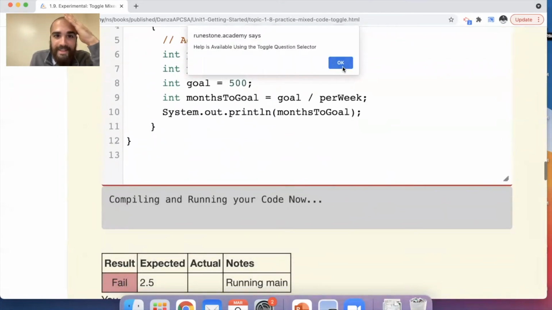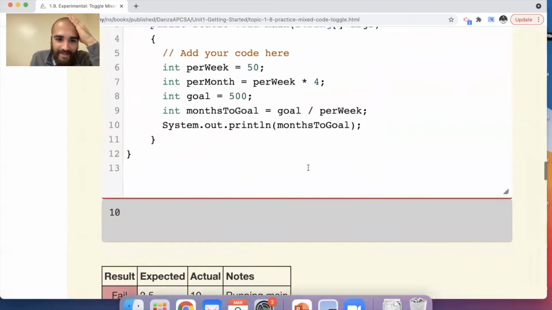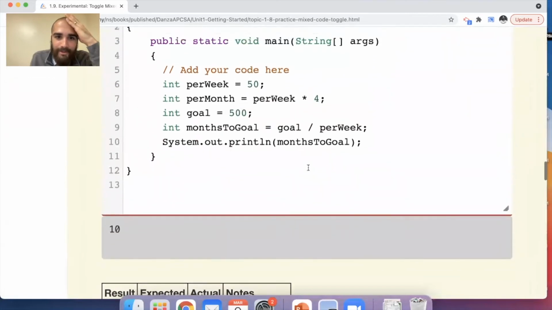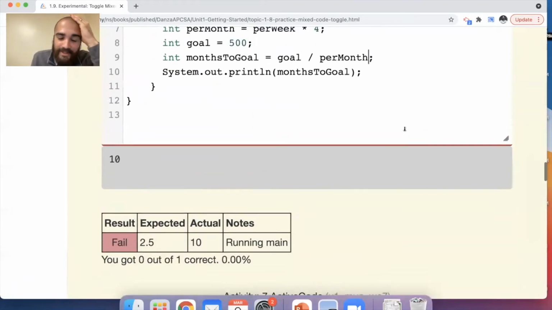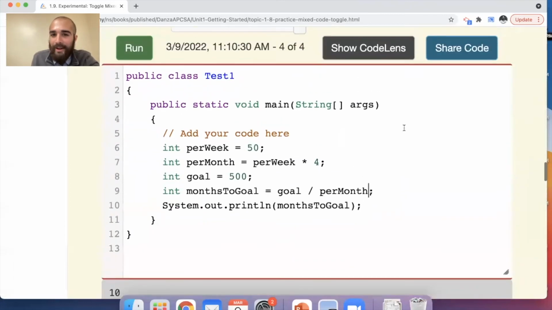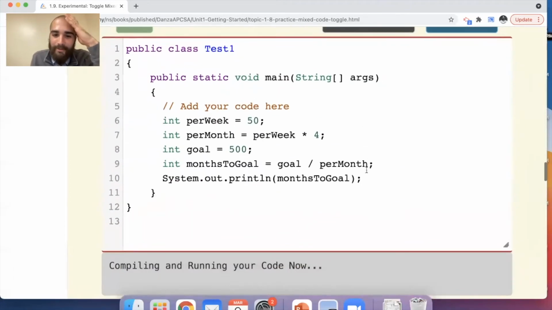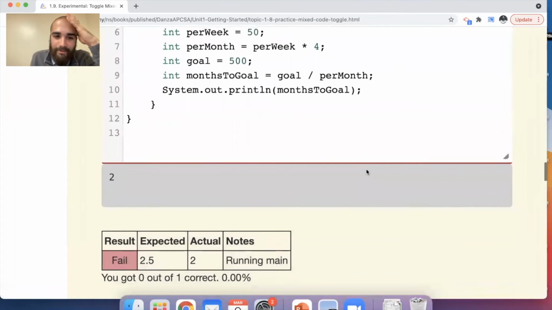Oh man, it says help is available. Oh man. It says expected. What am I doing wrong here? Oh, wait. Per week divided by per month. Gotcha. See, I corrected up there, but didn't correct down there. This is typically how I end up programming. I'll end up making mistakes along the way like this. Failed again.